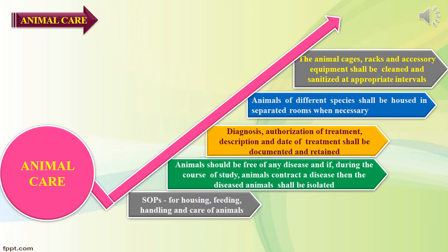Animals of different species shall be housed in separate rooms when necessary. The animal cages, racks and accessory equipment shall be cleaned and sanitized at appropriate intervals. So these are the requirements for caring for animals.